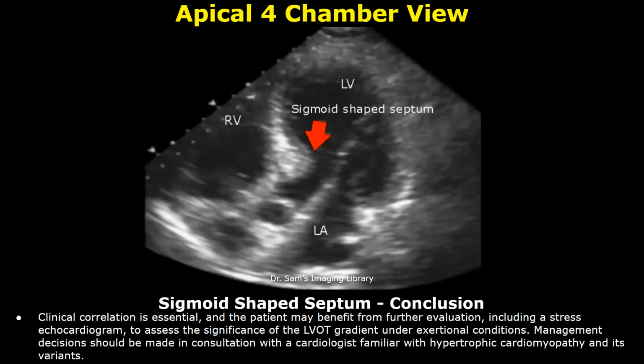Clinical correlation is essential and the patient may benefit from further evaluation, including a stress echocardiogram to assess the significance of the LVOT gradient under exertional conditions. Management decisions should be made in consultation with a cardiologist familiar with hypertrophic cardiomyopathy and its variants.